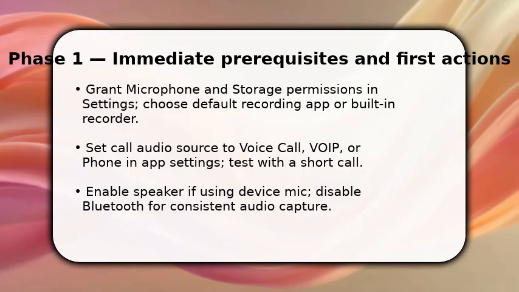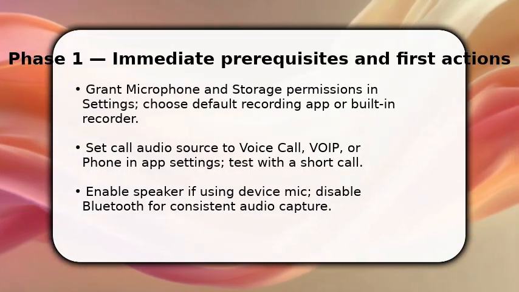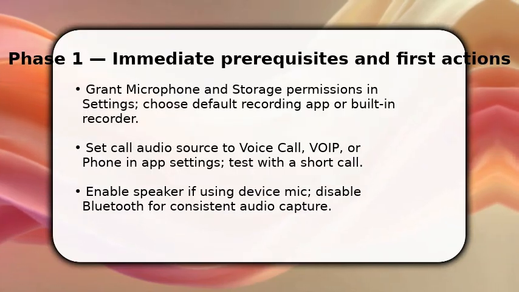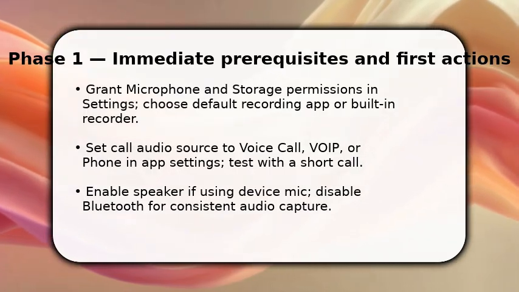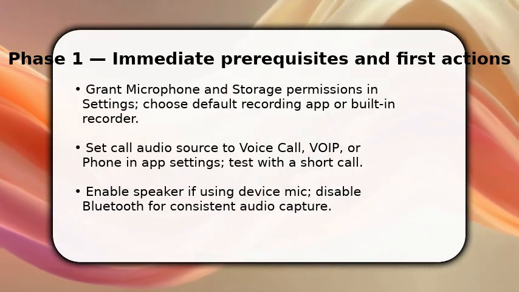You already have permissions. Now start. Open your chosen recorder app, give microphone and storage permission, then select the call audio source labeled voice call or phone. Make a quick 10-15 second test call so you can confirm audio routing.